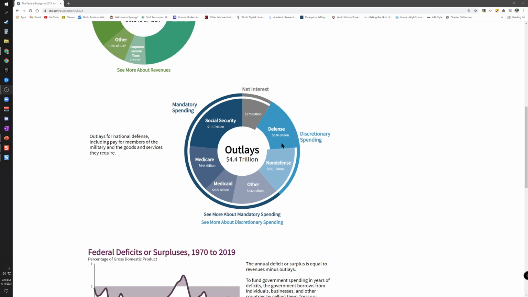We spend $676 billion on defense. So we spend the most amount of money per GDP. Well, I don't know if it's per GDP, but we spend the most amount of money of any nation on national defense. We patrol just about every body of water. So we're in the Mediterranean, the Atlantic, North and South, the Indian Ocean, the South Pacific, the North Pacific, the China Sea, Sea of Japan. We're all over the place with our Navy.